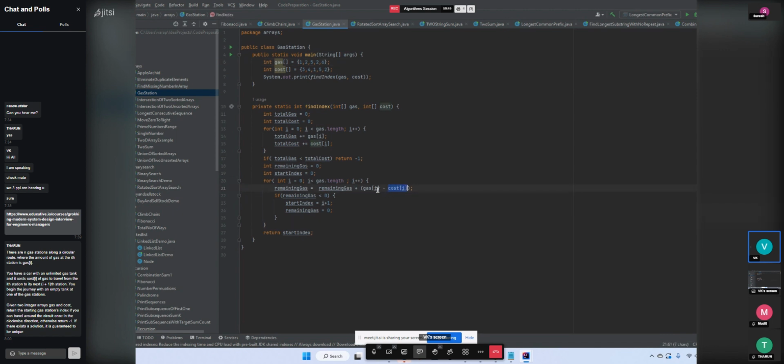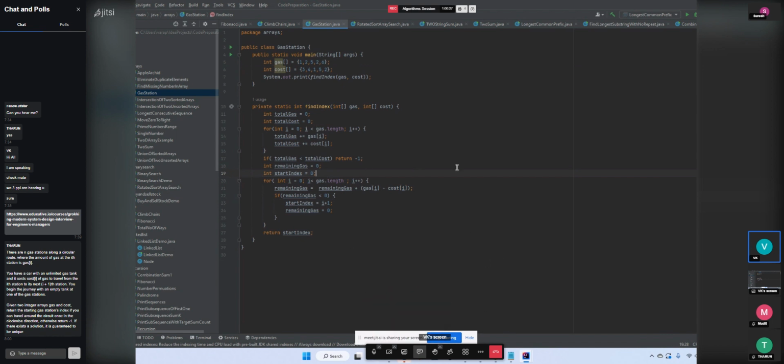One liter is there, and how much is required from cost of I is nothing but this one, 3. So in order to move to the next station, how much is required? 3. So 1 minus 3, minus 2, right? So that means from gas station 1 to another station, 3 is required, but I have only 1 gallon. So obviously remaining gallons is less than 0. So I can't. What I do, I'll reinitiate my remaining gas and starting index.